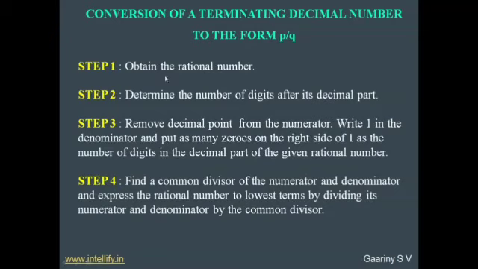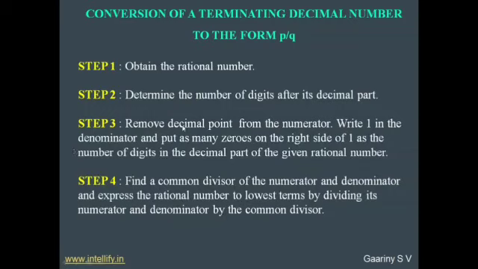Okay, look at the first step. You just have to obtain the rational number which is already given in the question. You have to assign the value x to that rational number. Let's go to step 2. You just have to identify the number of digits after the decimal point. After finding the number of digits after the decimal point, you just have to go to step 3.